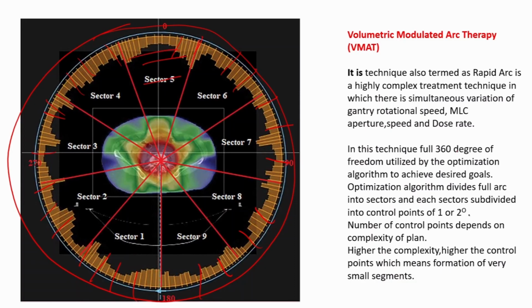In this technique, as I said, the full 360 degree freedom is utilized. The number of control points depends upon the complexity of the plan. As I said, you have a choice of all 360 degrees. So each segmentation for each degree we simply call a control point. So the higher the control points, the higher is the modulation, the better is the conformity, and the better is the OAR sparing.